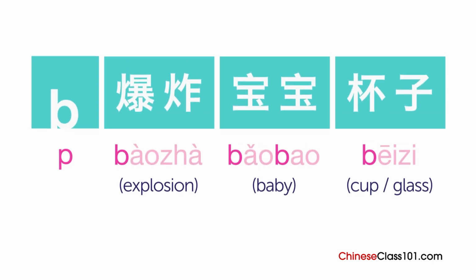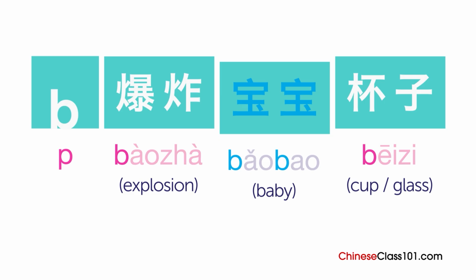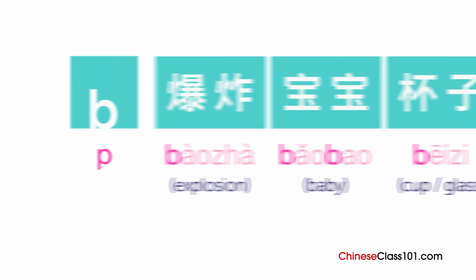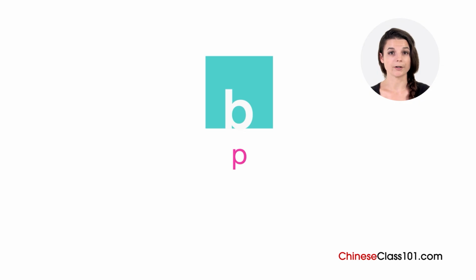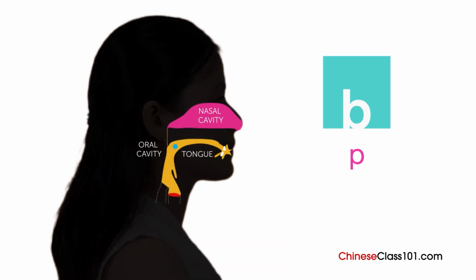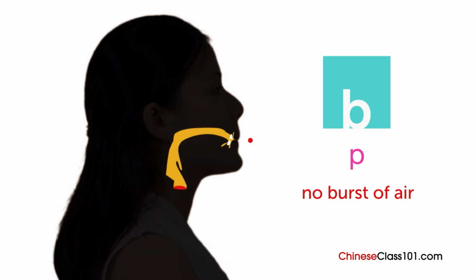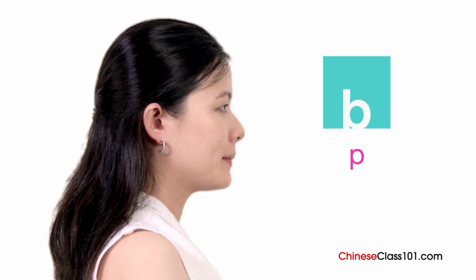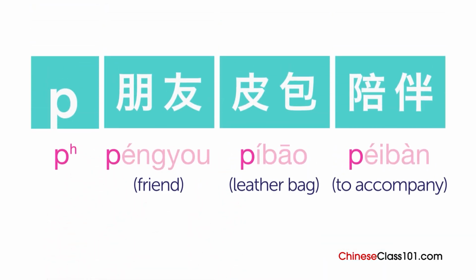The first consonant is b, 爆炸，宝宝，杯子。 Be careful, because this isn't like a hard B sound. This is the unaspirated version of the P sound as it occurs in the word span. b, b, b.